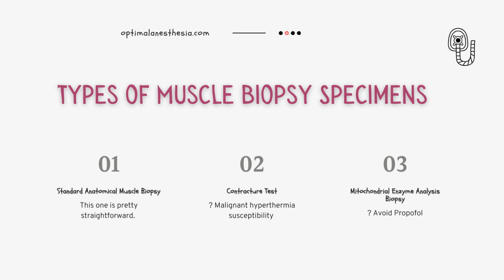2. Contracture test. If a patient is suspected of having malignant hyperthermia susceptibility or needs in vitro contracture testing, a non-triggering anesthetic is essential. We want to avoid both a malignant hyperthermia episode and any interference with the contracture test. 3. Mitochondrial enzyme analysis biopsy. Some metabolic clinicians or pathologists may recommend avoiding propofol for this type of biopsy, but it's important to note that all anesthetics can affect mitochondrial function in vitro.